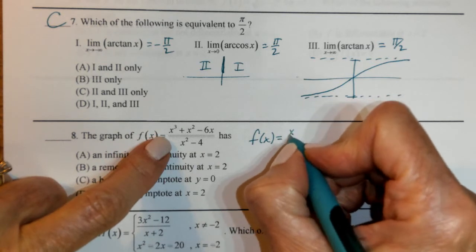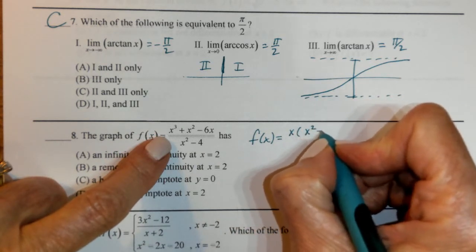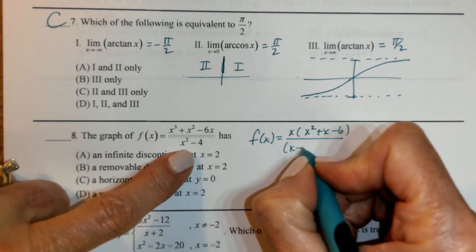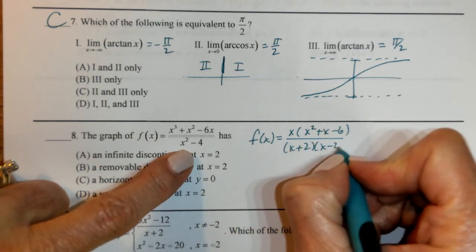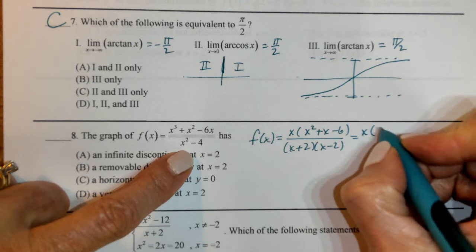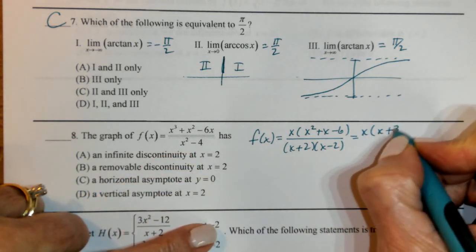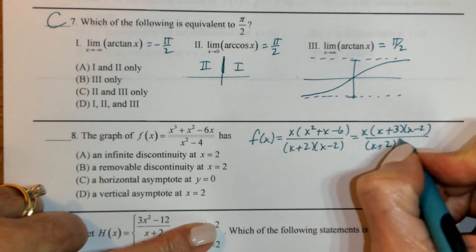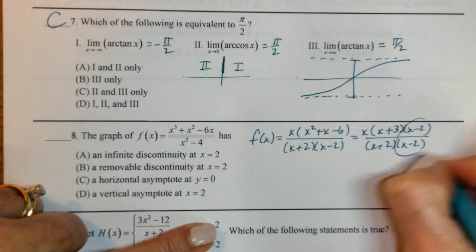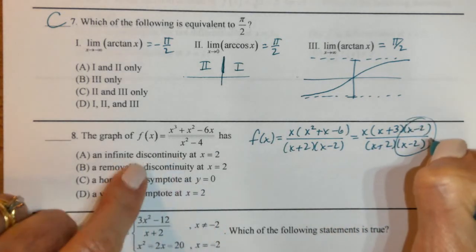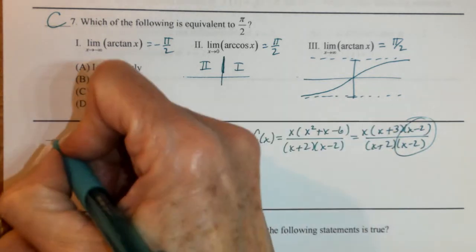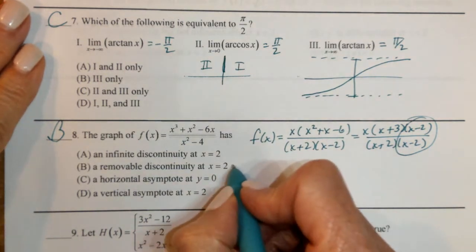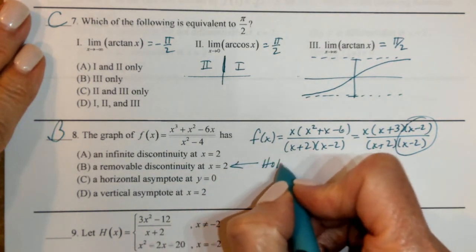So I'm going to factor an x out of the numerator. And on the bottom I have a difference of squares. I can further factor that numerator into x plus 3, x minus 2. And sure enough, I see I have a hole at x minus 2. That's a removable discontinuity, so that's B. So just know that a hole is a removable discontinuity.